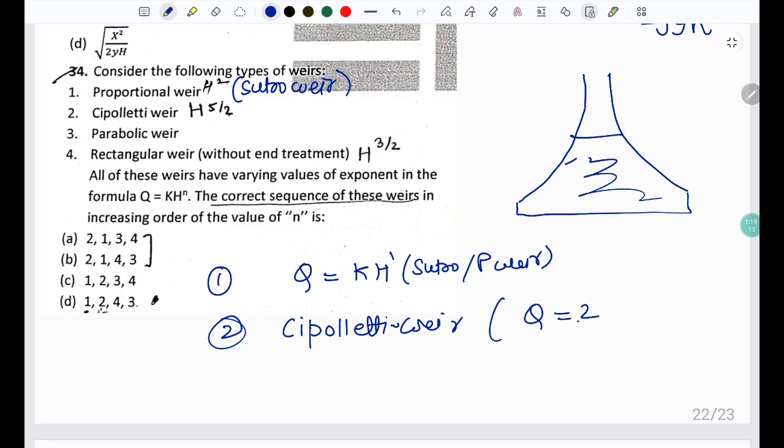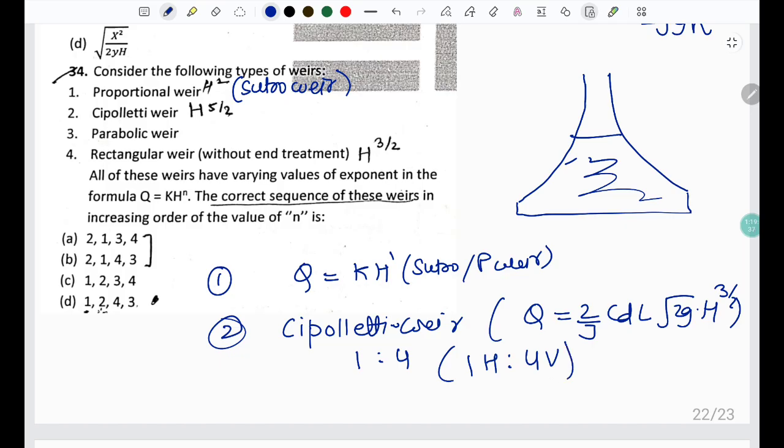with the formula of discharge 2 by 3 CD L root 2G h to the power 3 by 2, where the slope is given as 1:4, where we have 1 horizontal and 4 vertical, and the angle is probably 28 degrees. So the power becomes 3 by 2. That is, for Cipolleti it is not 5 by 2 but 3 by 2, that is 1.5. For this the power is 1.